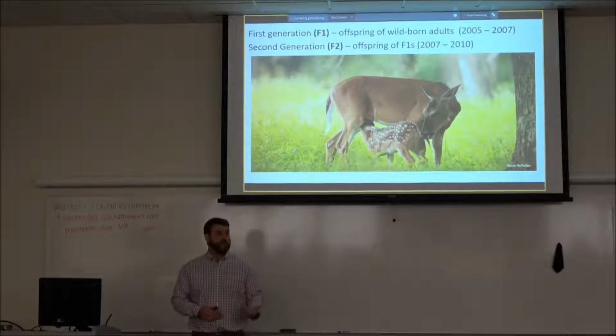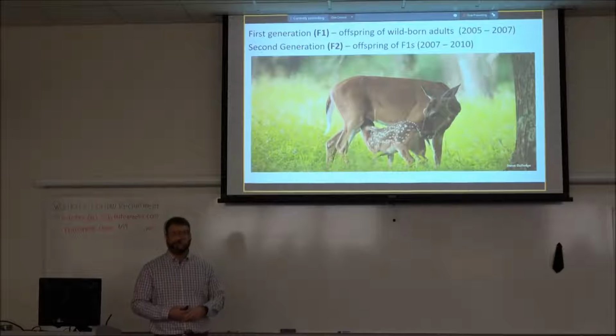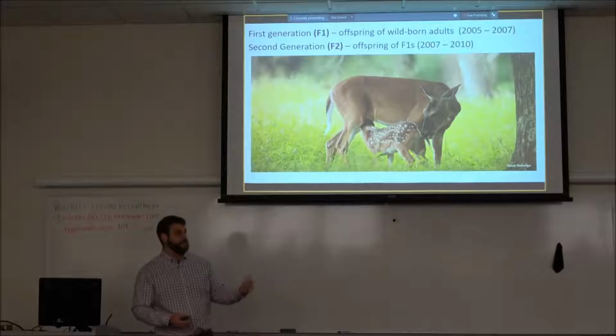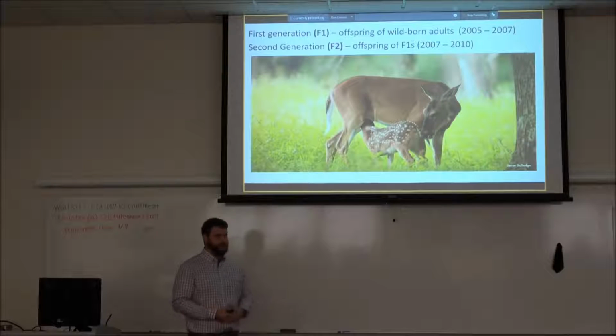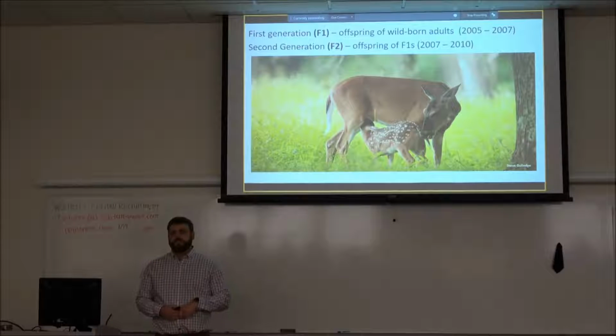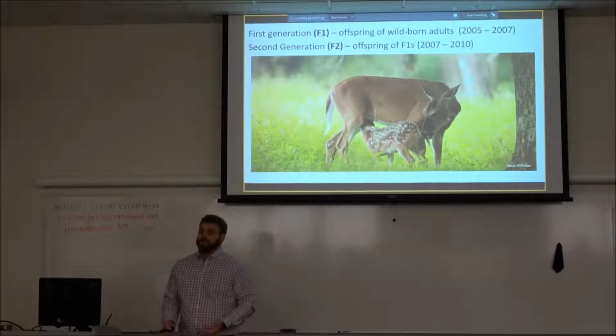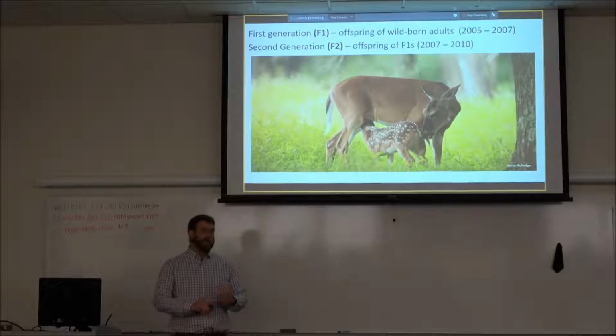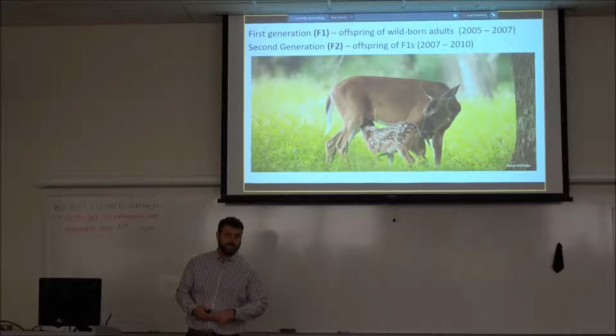Our first generation, or F1s, were simply offspring of wild-caught females and raised on a high-quality diet. We were feeding these animals a 20% crude protein pellet from Purina, so that should meet all their nutritional needs. Our second generation, or the F2s, are simply offspring of the F1s. But unlike the F1s, the F2s, not only were they raised on a high-quality diet, their mothers were also raised on that same high-quality diet.